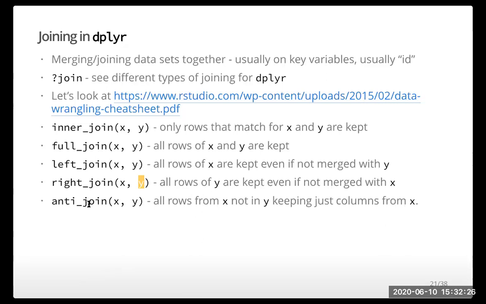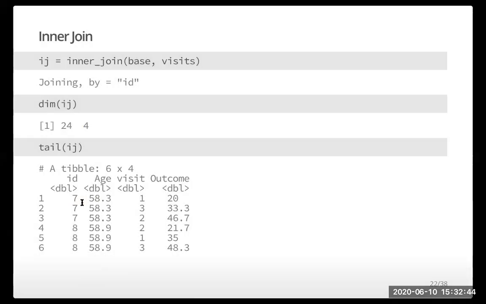Anti-join, again, it matters which one you choose for X or Y. So this says all the rows of X are kept that are not in Y. So if you say, I really care about X, but which ones end up not joining with Y, you can use an anti-join to find those.